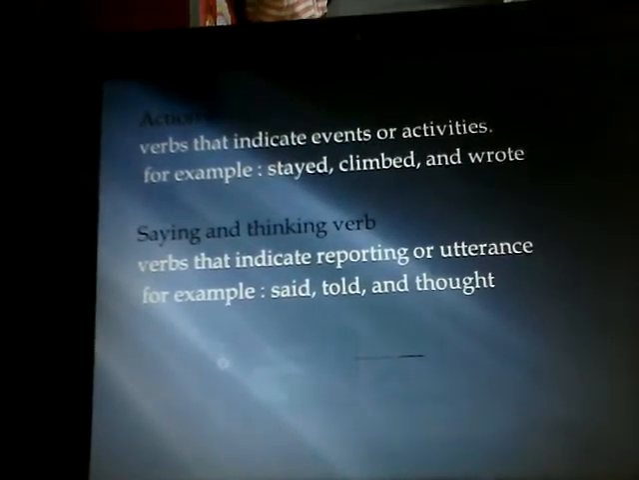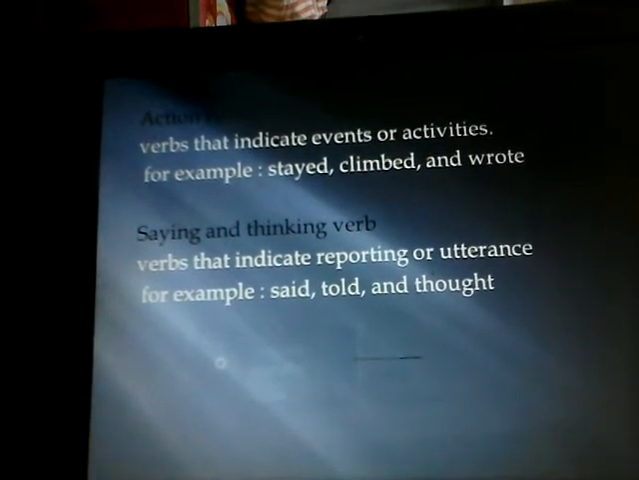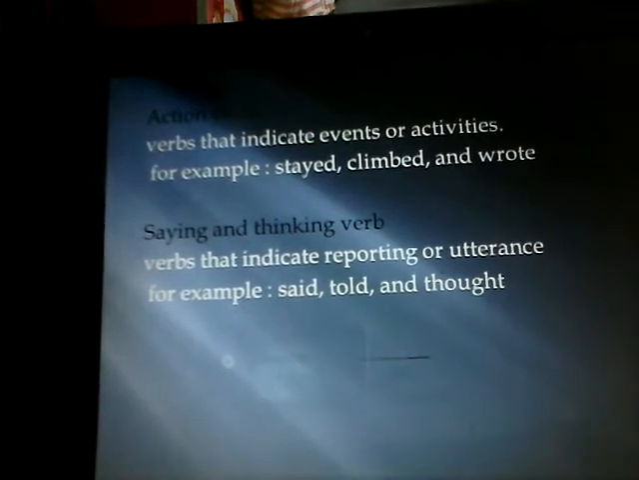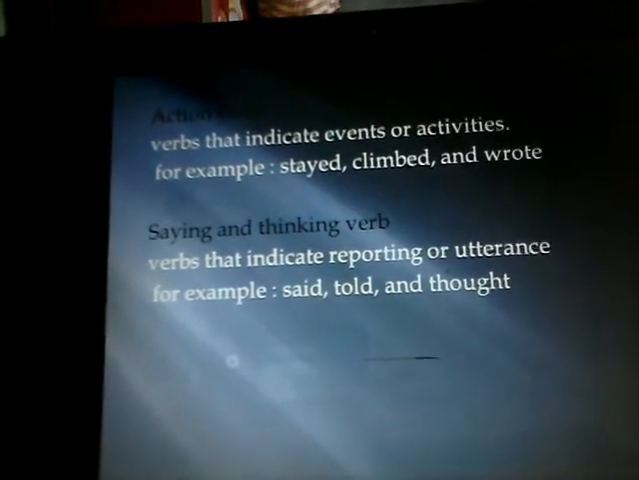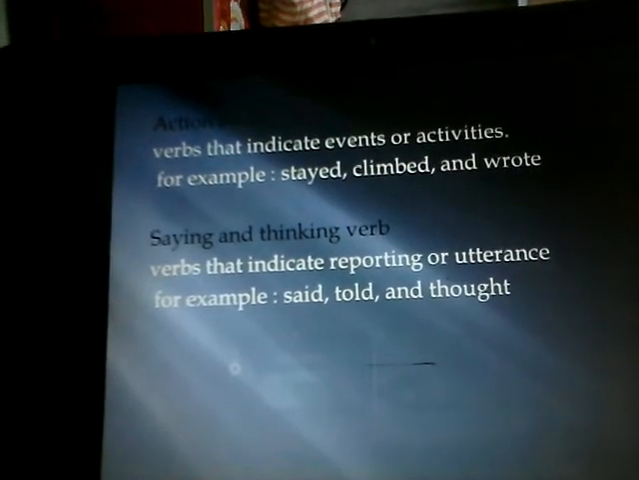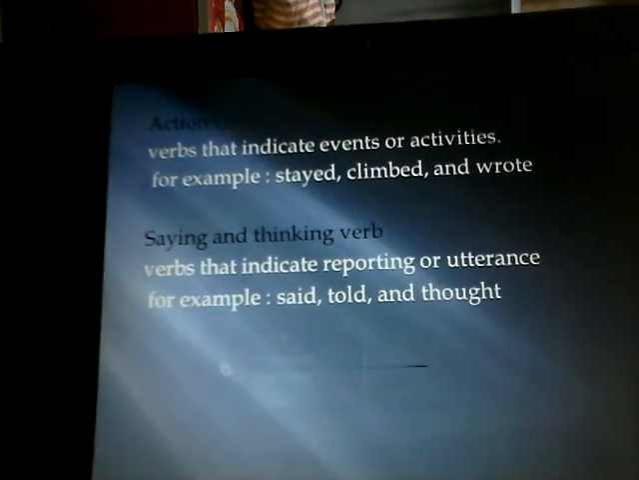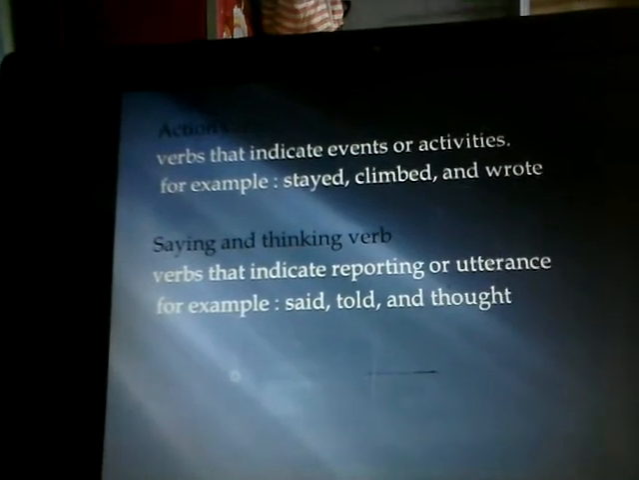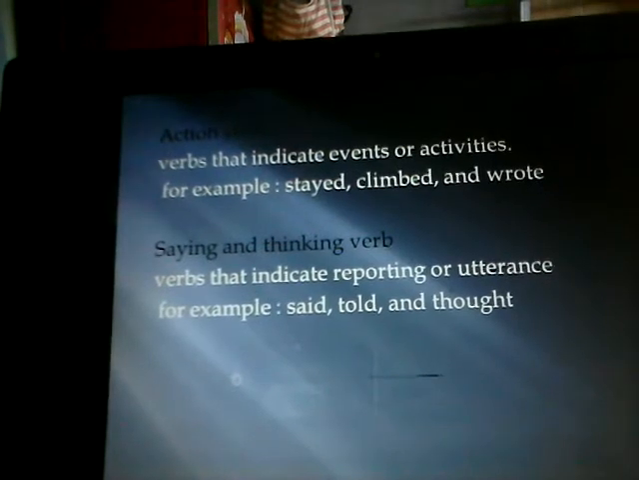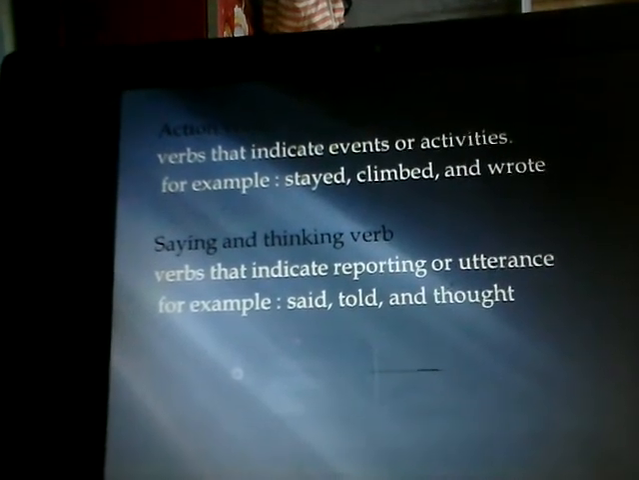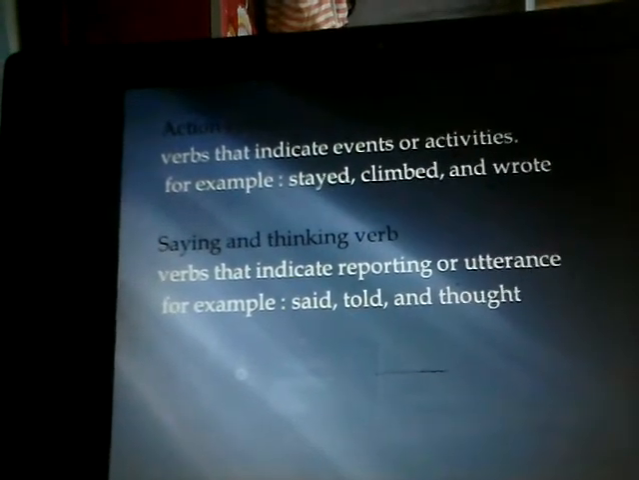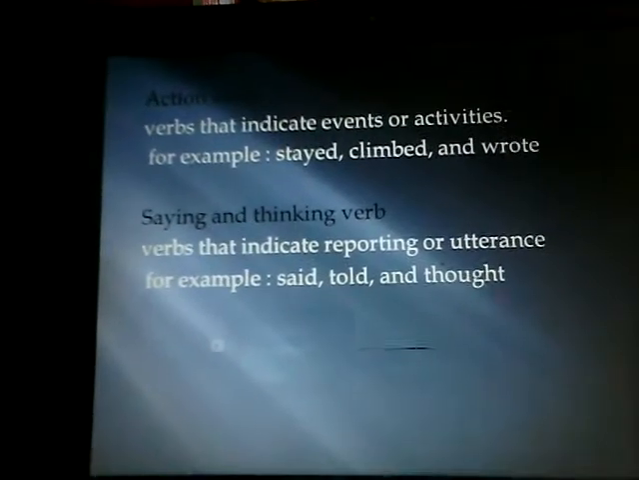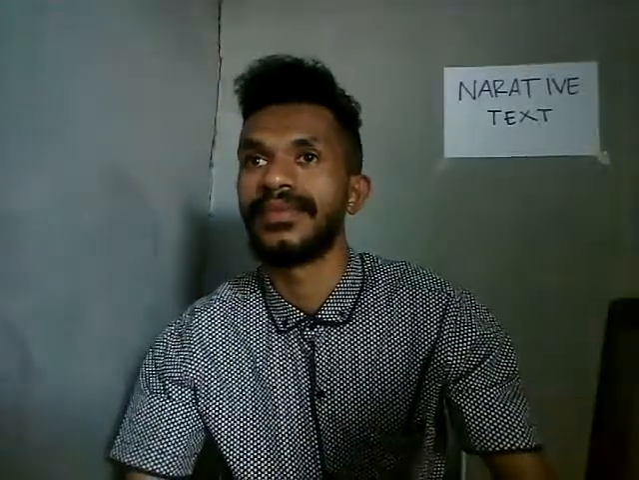Action verbs are verbs that indicate events or activities. For example, stayed, climbed, and rode. Get the point? Alright. And then saying and thinking verbs. Saying and thinking verbs are verbs that indicate reporting or utterance. For example, said, told, and talk. Okay, for this, any question? Right. Look at this.